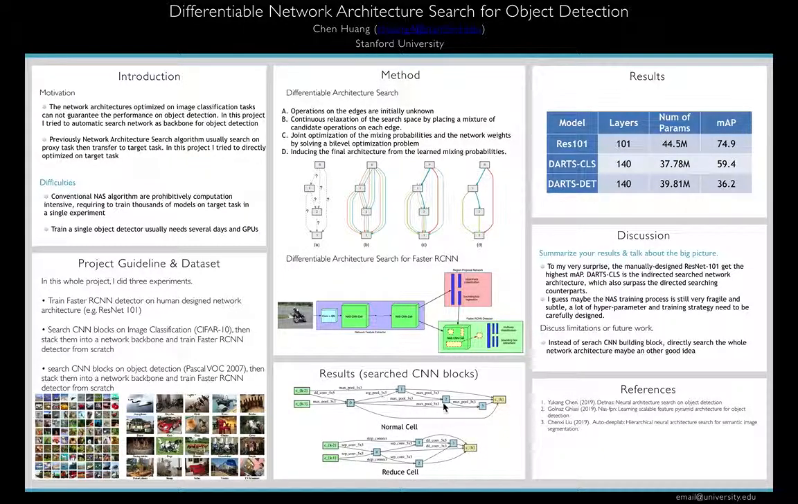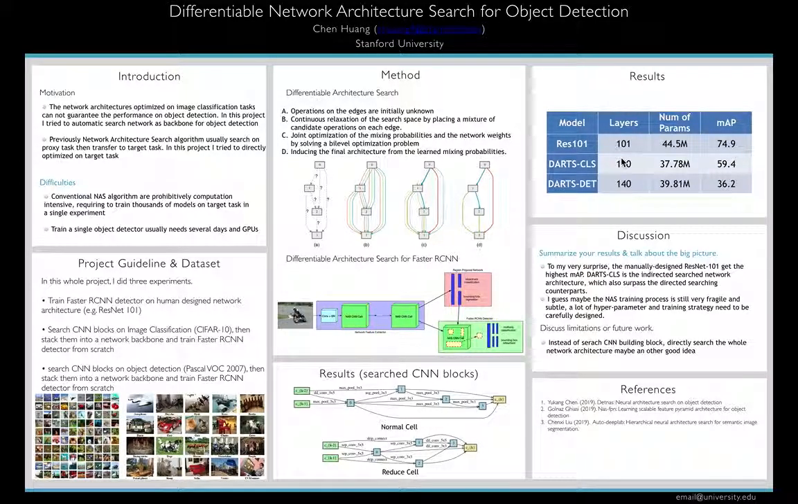Here are some searched CNN blocks. Every block has two kinds of cells. One is called normal cells, where the input and output have the same dimension. The second is called reduction cells, where the output is 2 times downsampled from the input. You can see the architecture here, which is the result from my training.